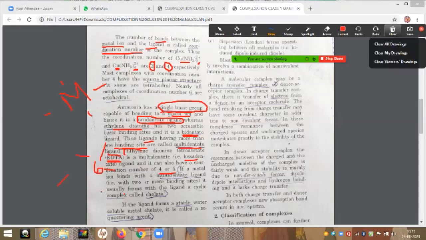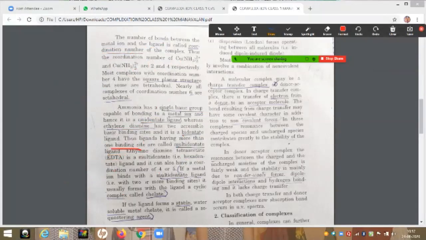Unidentate ligands such as ammonia, bidentate ligands such as ethylene diamine, multidentate ligands. Even ethylene diamine comes under multidentate definitely. Here you can see the definition: more than one binding site. Ethylene diamine has 2 binding sites, isn't it? So even ethylene diamine becomes a multidentate ligand.